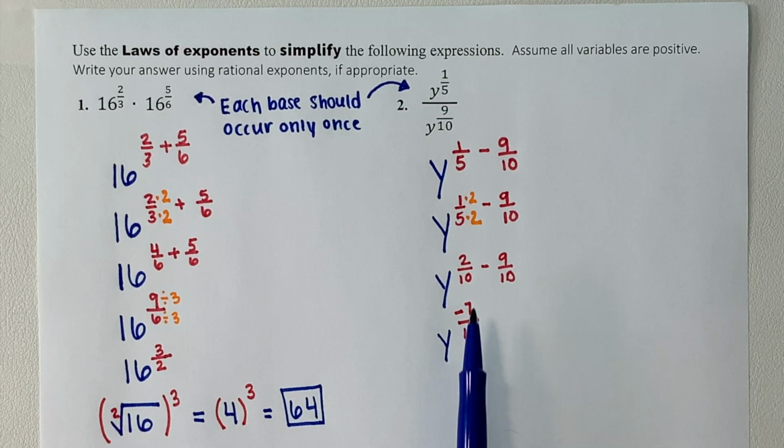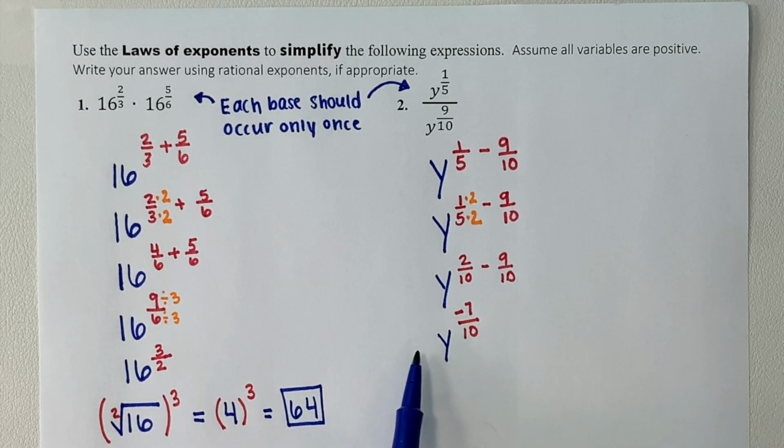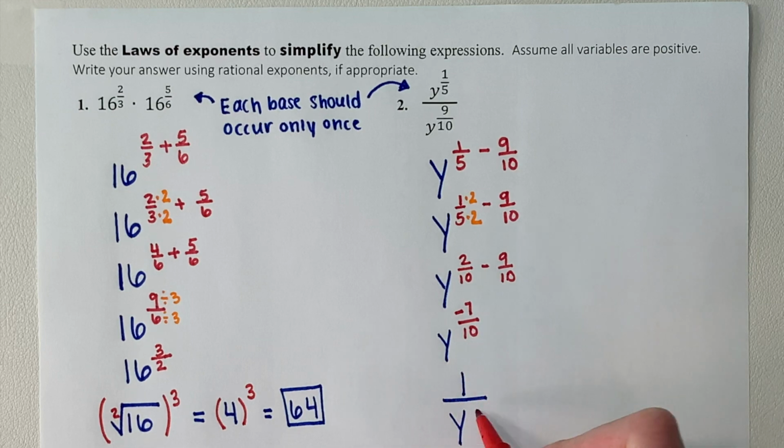When simplifying, we do not want negative exponents. So we need to rewrite this using a positive exponent. Since this expression appears in the numerator, we want to pick it up and move it to the denominator. And when we do that, we'll be left with 1 over y, and the -7/10 turns into a positive 7/10.